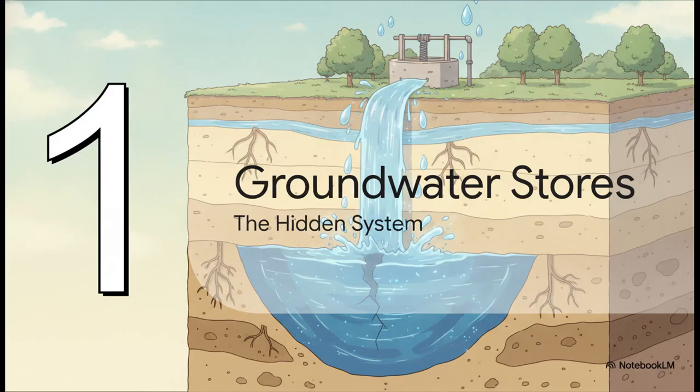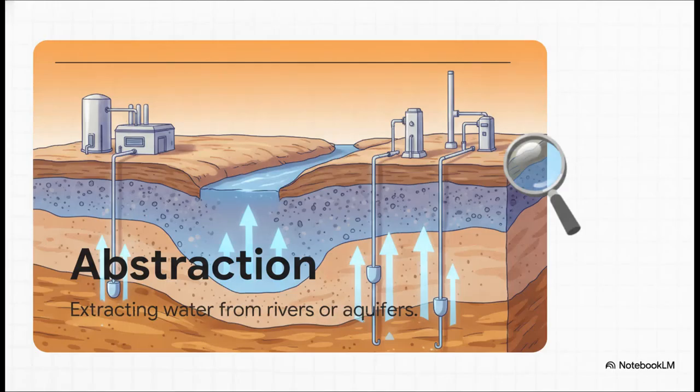Section 1, the hidden groundwater store. Before we hit the dramatic case studies, we've got to lock down the foundational mechanics. First up, let's clear up a massive A-level stumbling block right off the bat. You'll see the terms groundwater extraction and groundwater abstraction used interchangeably all the time in your textbooks. Here is the insider tip. They are the exact same thing. Don't let an exam paper trick you. Whether they say abstraction or extraction, it literally just means the physical removal of water from rivers or aquifers.